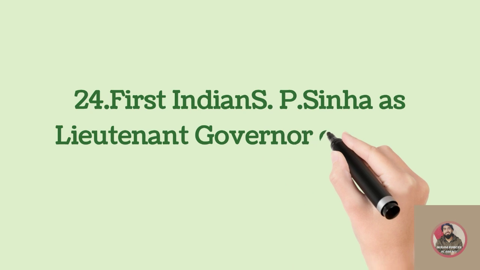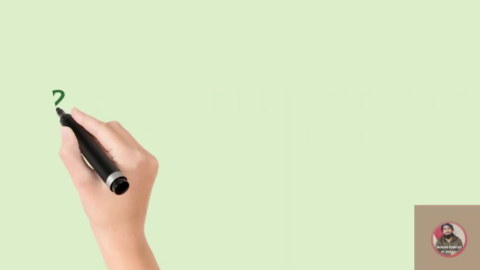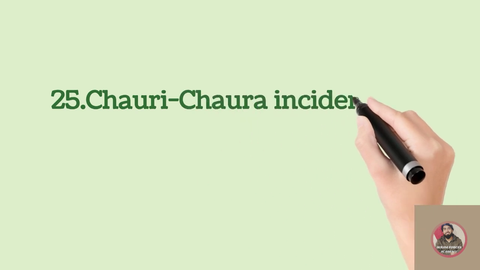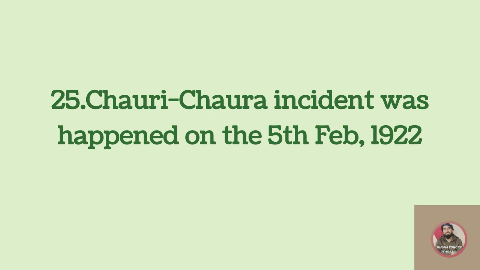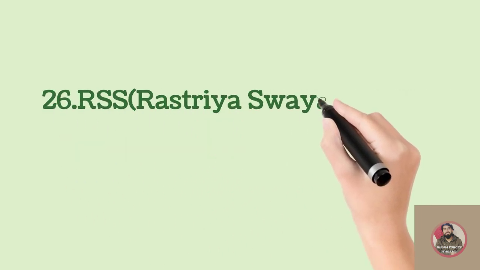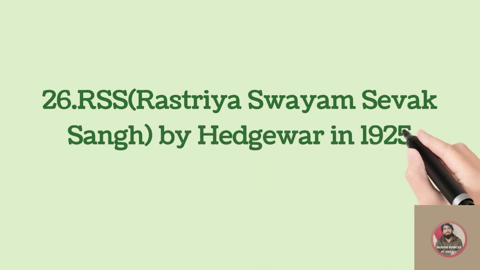First Indian S.P. Sinha was appointed as Lieutenant Governor of Bihar. Chauri-Chaura incident occurred on 5th Feb 1922. RSS was founded by Hedgewar in 1925.